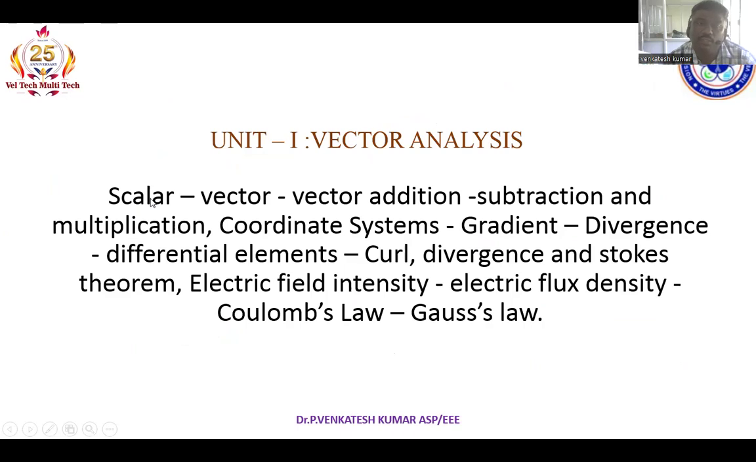The scalar, vector, vector addition, subtraction, and multiplication, coordinate system, gradient, divergence, differential element, curl, divergence, and Stokes theorem, and divergence theorem, and electric field intensity, electric flux density, and Coulomb's law and Gauss law applications. Okay, so this is the first one.